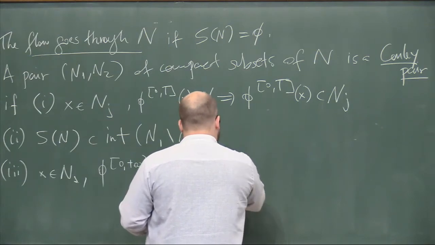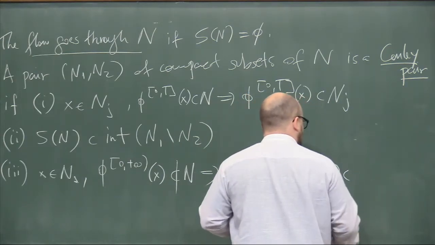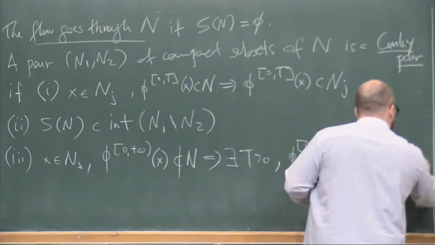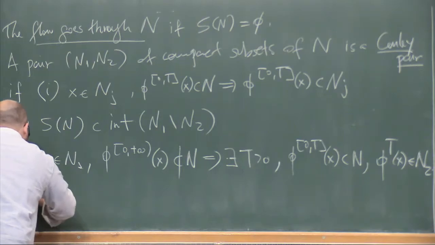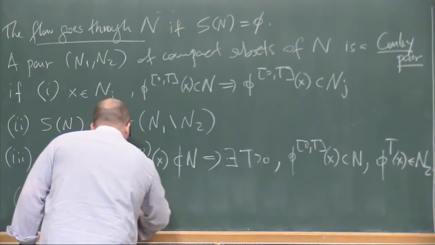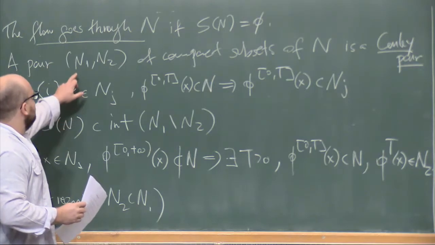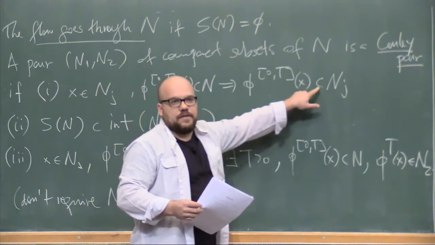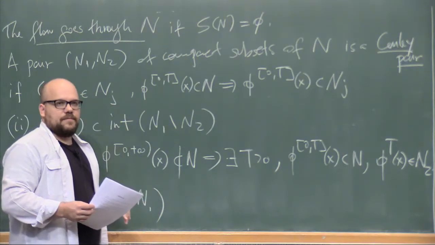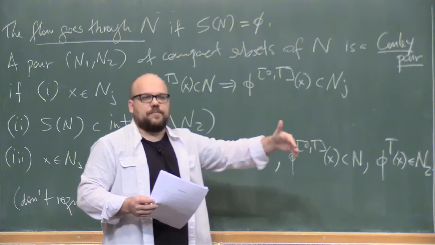So there exists T such that the trajectory up to time T is contained in N, but the final point is a point in N2. Okay? I do not require, as is usual, that N2 is contained in N1. Right? Yes? Sorry? So if I have a point in N1 or N2, and if up to time t it stays in N, then actually up to time t it stays in N1 or N2. Right? So it's positive invariance. If I start in N1, let's say, and I stay up to some time t in N, that means I'm still in N1.